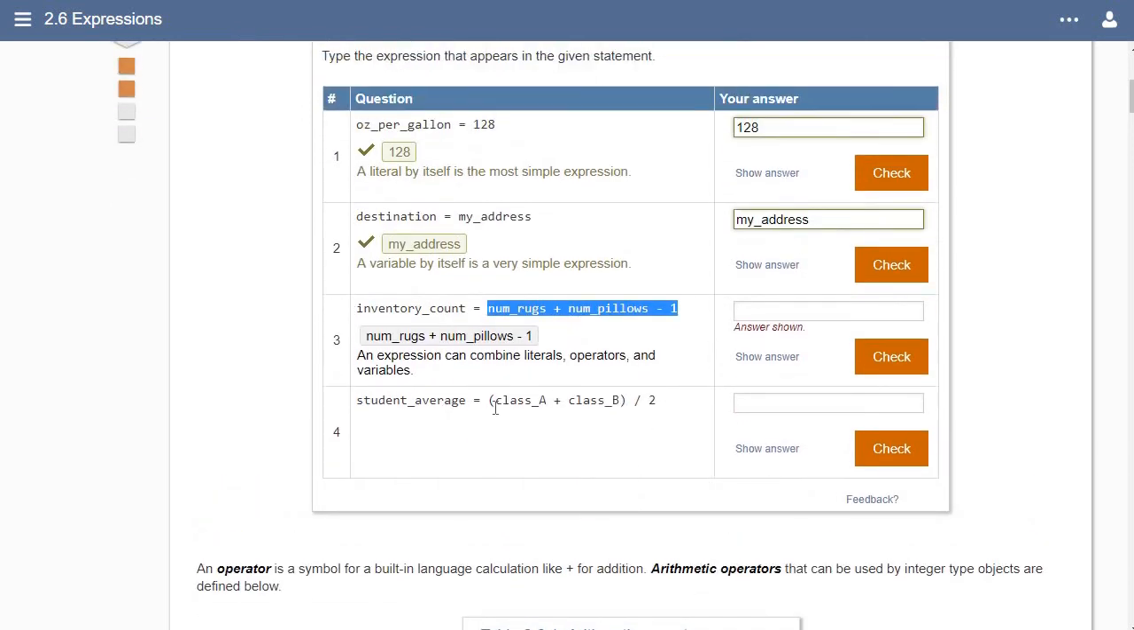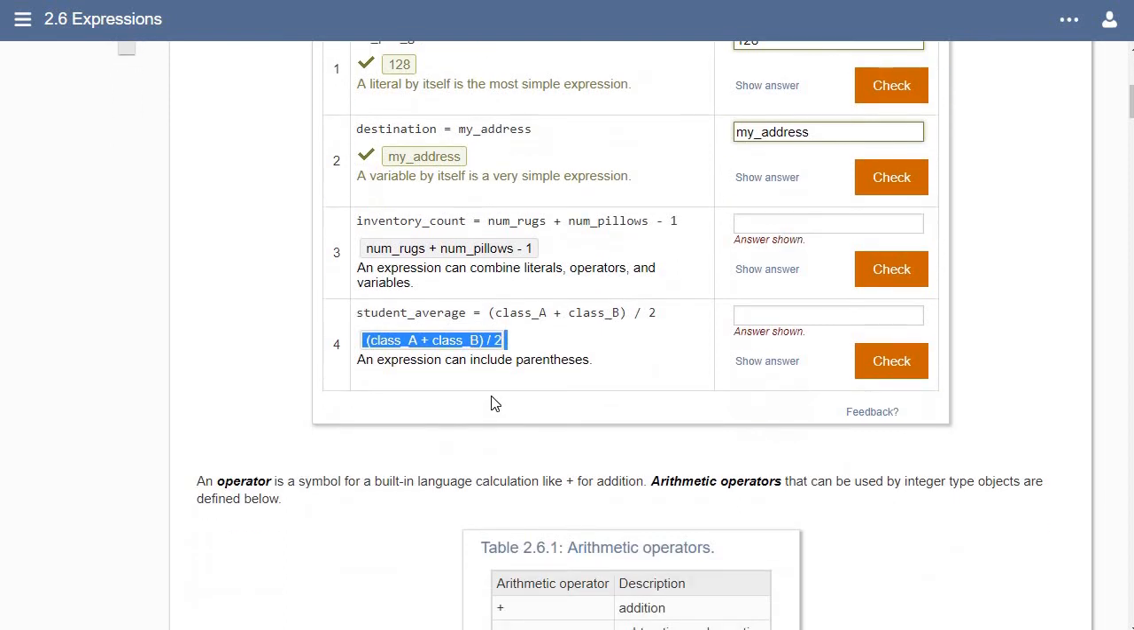And we got one more here. Student average, class A plus class B divided by 2. Again, we don't know what those are, so the whole thing is the expression. That's it, guys, as far as what an expression is.